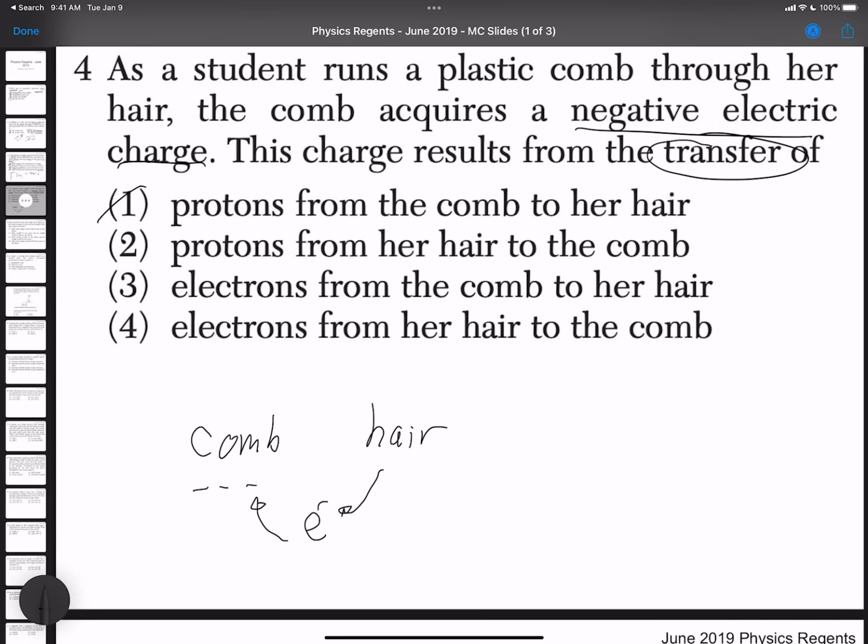So first, we can eliminate answer choices 1 and 2 because it is not the protons that do the moving. And then, again, because the comb is acquiring the negative charge, the electrons must be going from the hair to the comb. Correct answer choice 4.